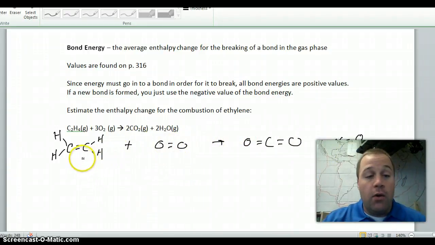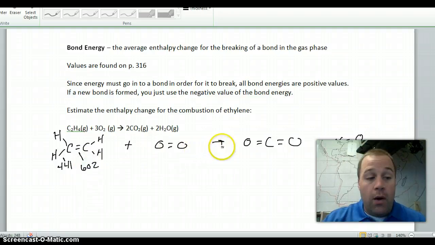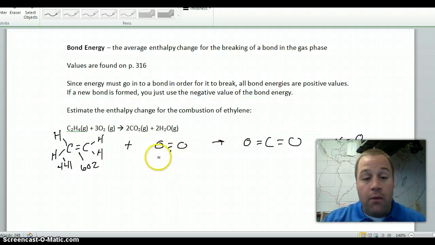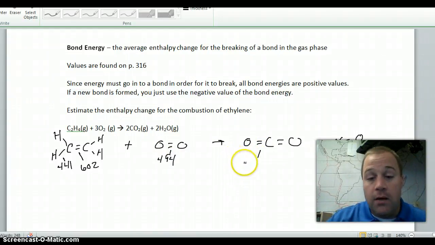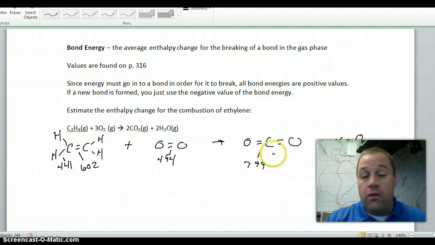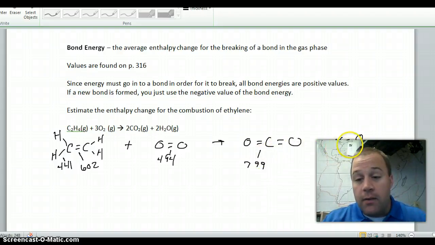So you're going to go to page 316 and look up all the values. A CH bond has a value of 441 kilojoules. A C double bond has a value of 602 kilojoules. An OO double bond is 494 kilojoules. A CO double bond is 799. And an HO single bond is 459.